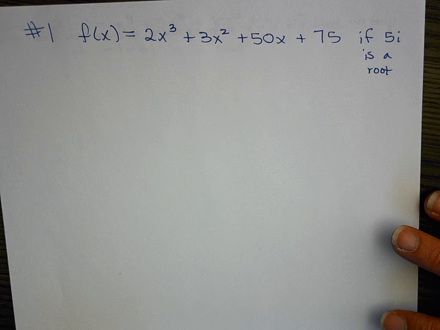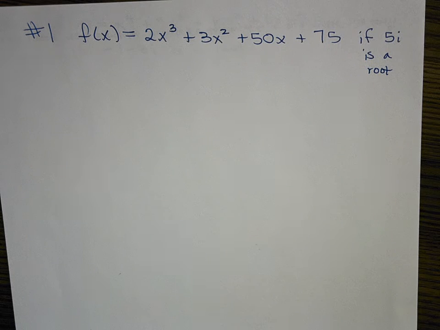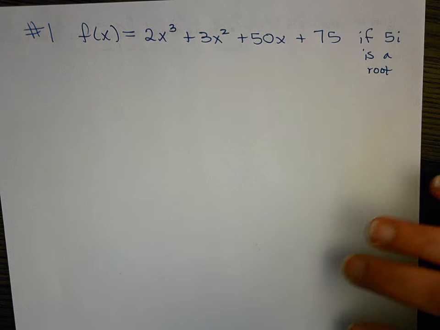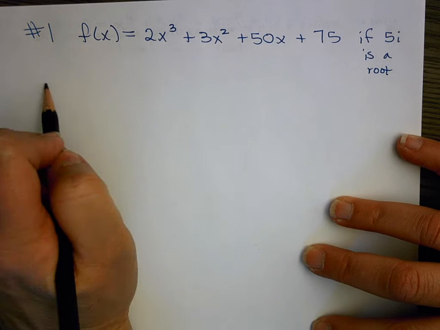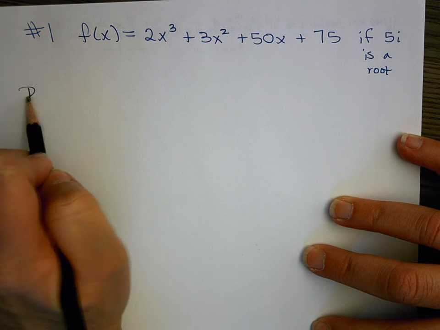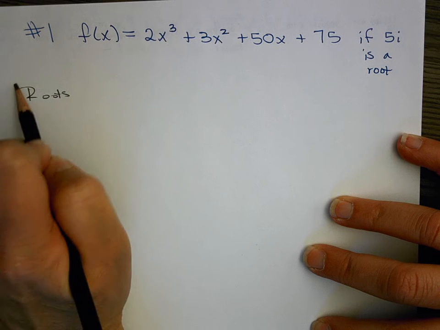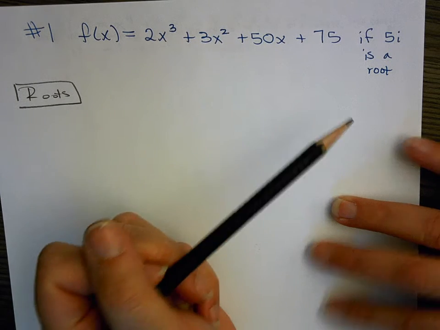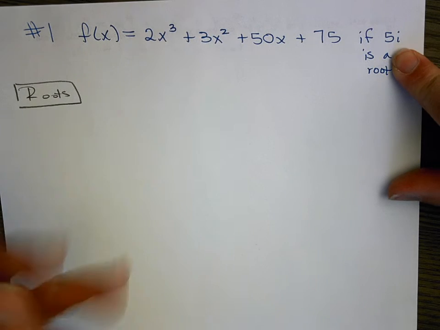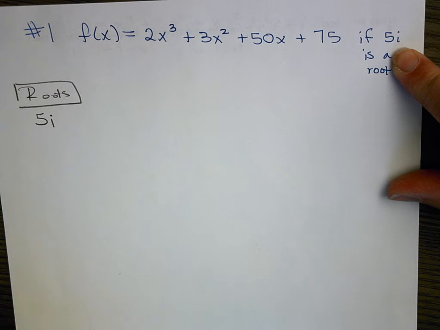Okay, so for this one right here, the directions are asking us to find all of the roots given the function below and given one of the roots. So the first thing we want to do is take a look at, okay, what are our roots? So the root that was given to us is 5i. So we have 5i is a root.